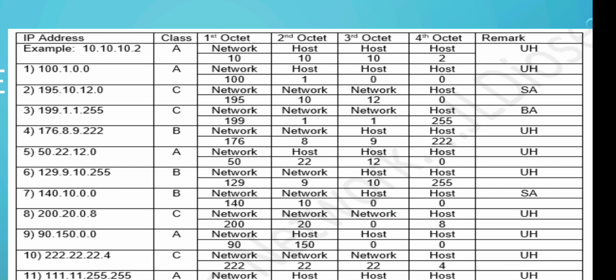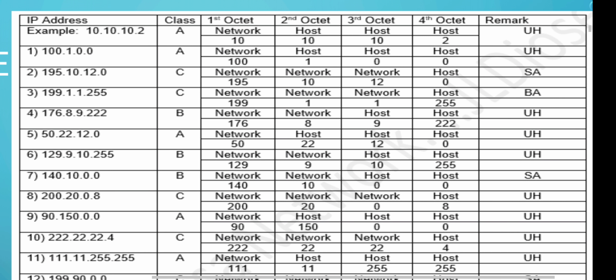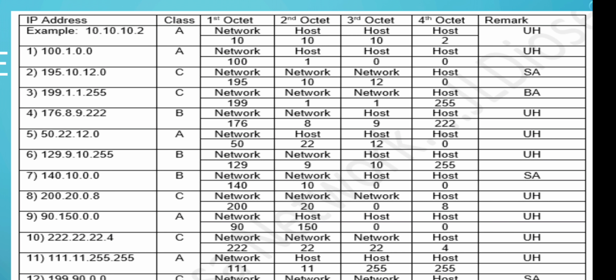The host part of number 3 problem has 255. So what's the rule of a broadcast address? The rule of a broadcast address is that all host bits must be 1, or 255. So, the requirement of a broadcast address is met by the number 3 problem. So number 3 is a broadcast address.